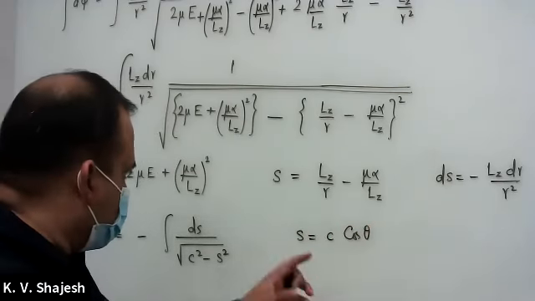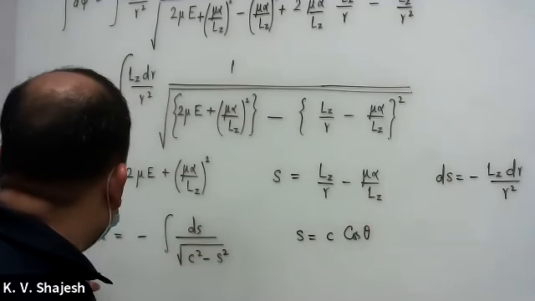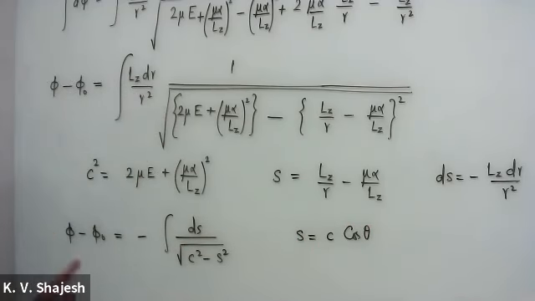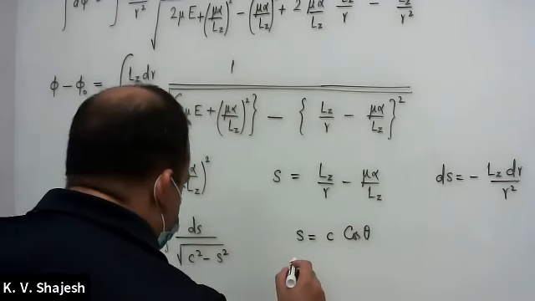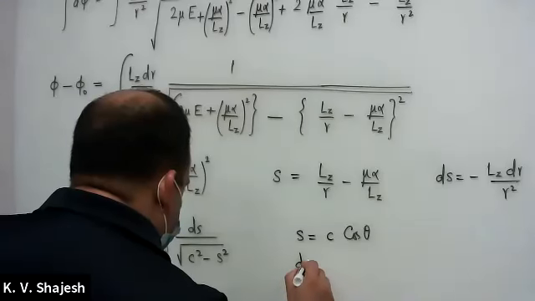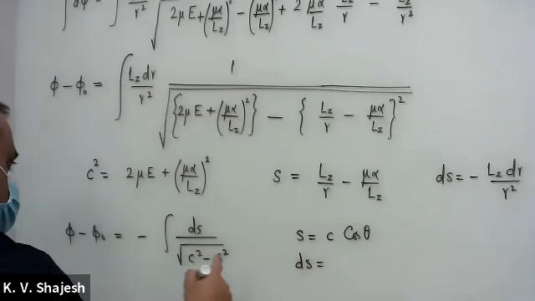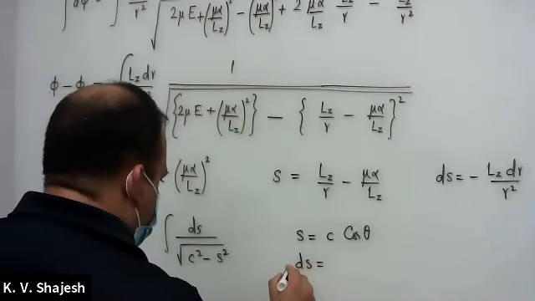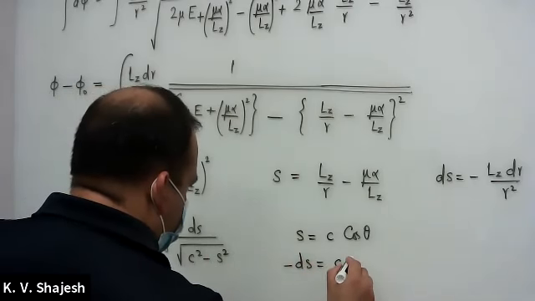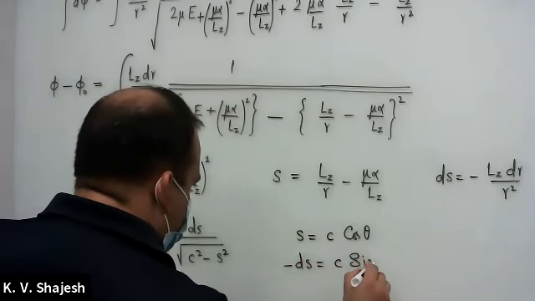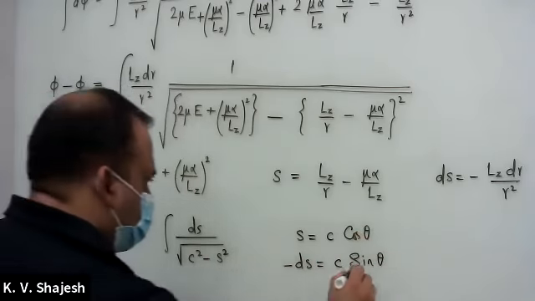This angle is not our angle phi. The angle that describes the ellipse is phi, so this angle shouldn't be confused. This is a temporary parameter we are putting in, and we'll leave it very soon. So ds would be, or actually minus ds would be c sine theta d theta.